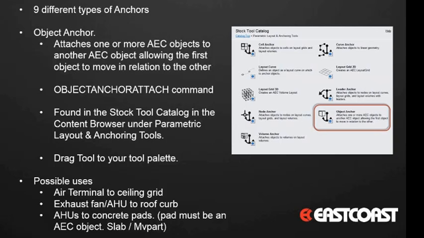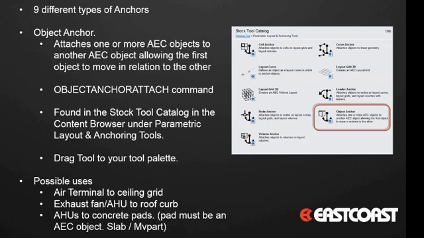Now anchors only work in one way. So if I move the air terminal, the grid is not going to move with it, because the grid is not anchored to the air terminal. The air terminal is anchored to the grid. You can place an object anchor by using the object anchor attach command, and it'll just start the process to anchor your air terminal to your ceiling grid.